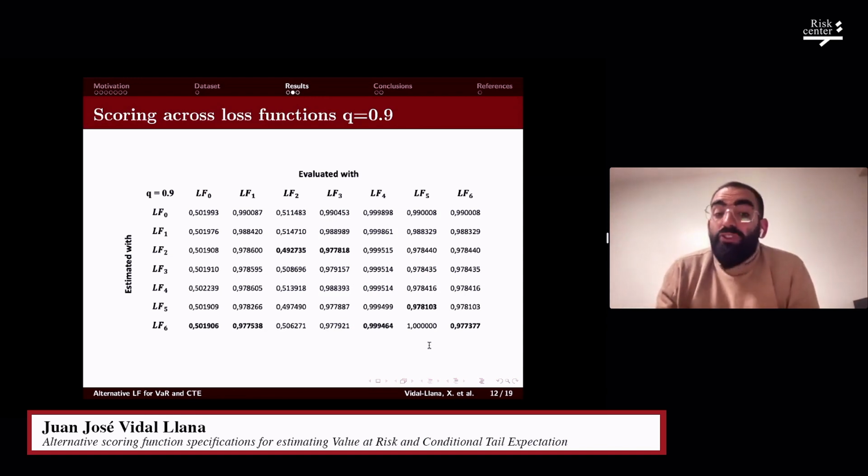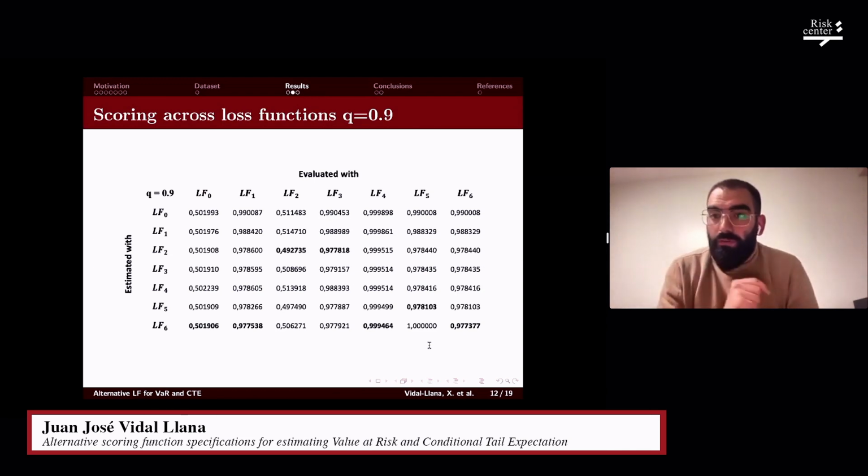What we see is that, with the best of each column in bold, loss function 6 has 4 out of 7 models that it outperforms. The second one would be loss function 2, which has loss functions 2 and 3.